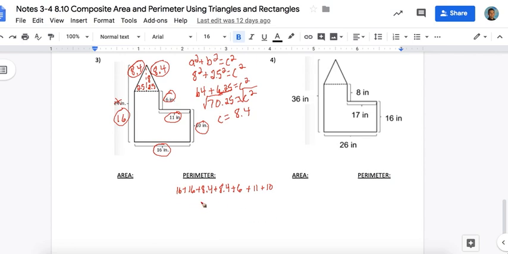And when I add those up, I get 75.8 inches.